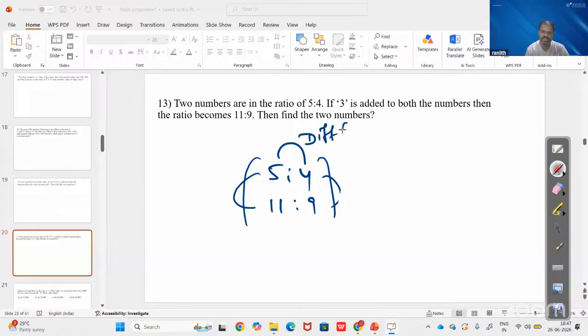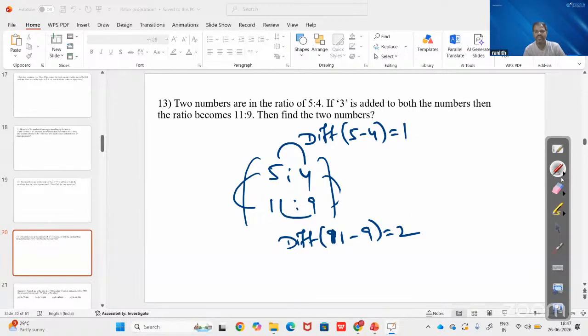ఇక్కడ డిఫరెన్స్ చూడాలి. న్యూమరేటర్ లో 5 minus 4 will be equal to 1. ఇక్కడ డిఫరెన్స్ ఎంత ఉంది? 11 minus 9 ఈక్వల్ టు 2. ఈ రెండిట్లో డిఫరెన్స్ అనేది ఈక్వల్ చేయాలి. ఈక్వల్ చేయాలంటే ఇక్కడ 2 ఉంది, ఇక్కడ 1 ఉంది. అంటే ఇక్కడ 2 వచ్చేలా ఏం చేయాలంటే మల్టిప్లికేషన్ బై 2. ఇప్పుడు చేస్తే 5 2లు 10, 4 2లు 8. సో ఇక్కడ మనం చేయాల్సింది ఏం లేదు కాబట్టి మల్టిప్లికేషన్ ఆఫ్ 1, 11 and 9.